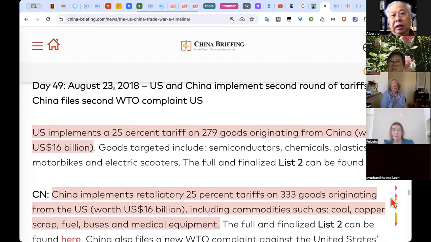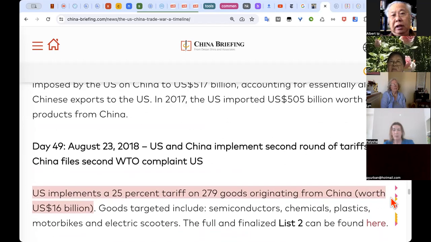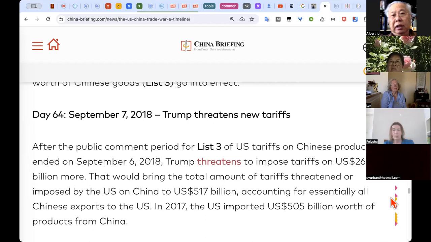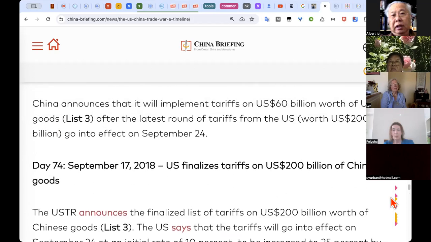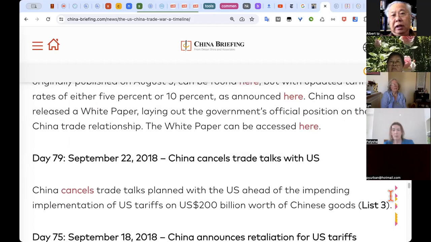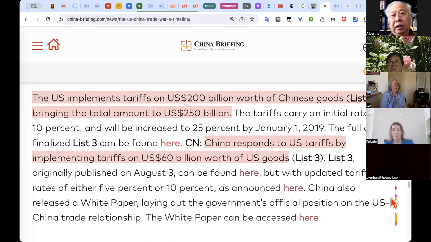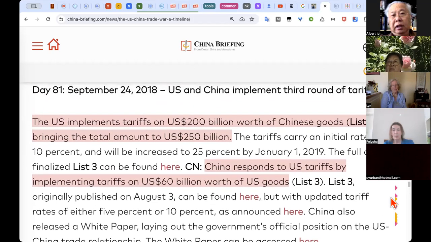Now, the trade war is ongoing. Of course, during this trade war, there are new threats and new negotiations. On day 81, 2018, September 24th, U.S. implemented tariffs on $200 billion worth of Chinese goods, bringing the total to $250 billion.